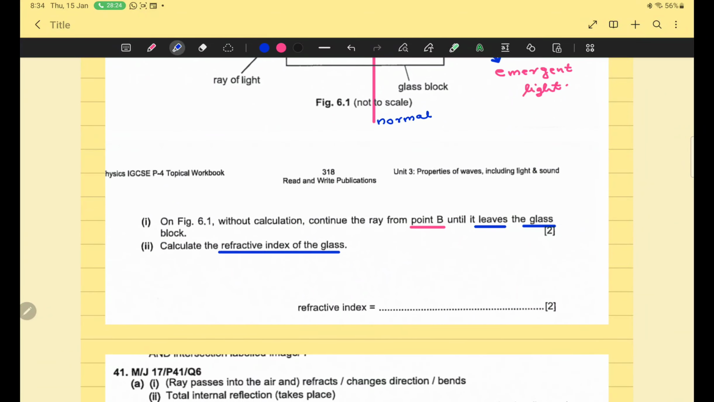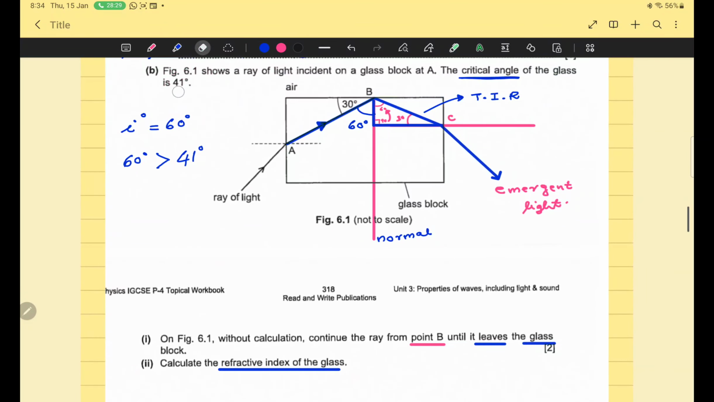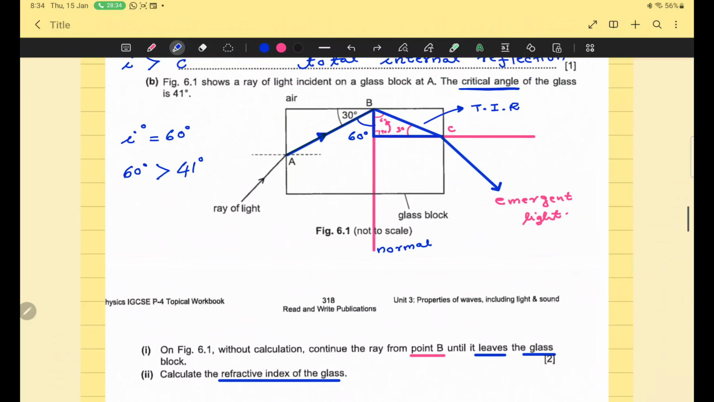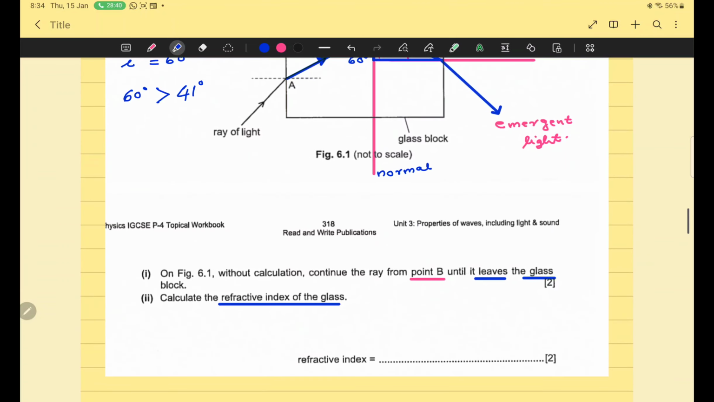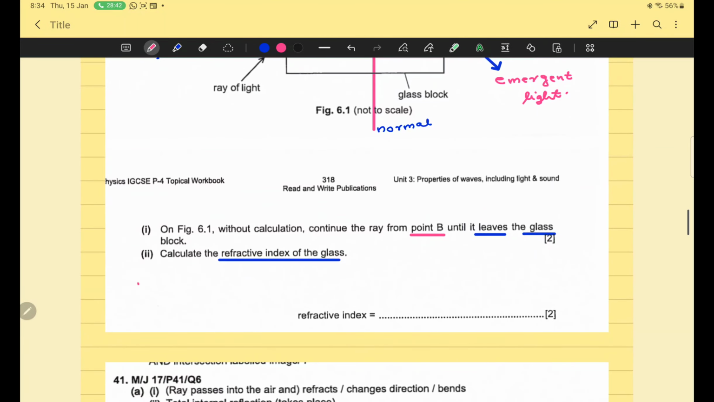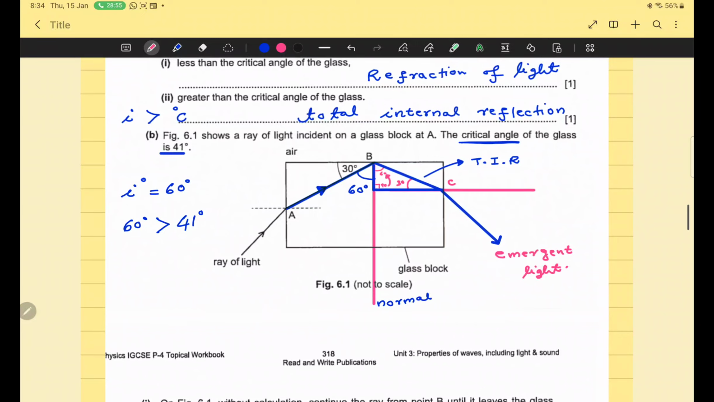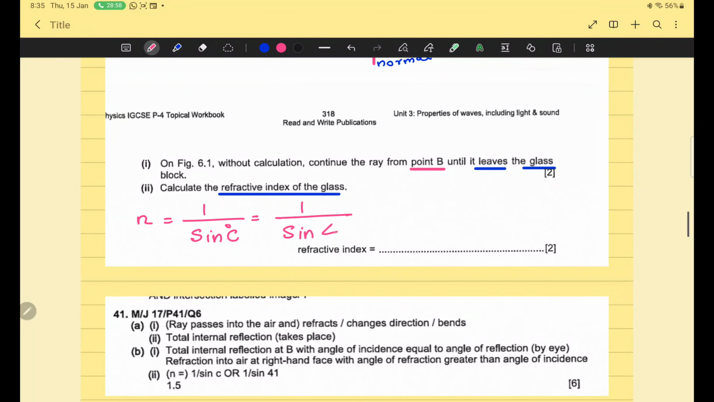Calculate the refractive index of the glass. You are given the critical angle. Beta Faria, do you know any formula which relates the critical angle with the refractive index? n is equal to 1 upon sine C. C is the critical angle, and the critical angle in this question is 41 degrees.